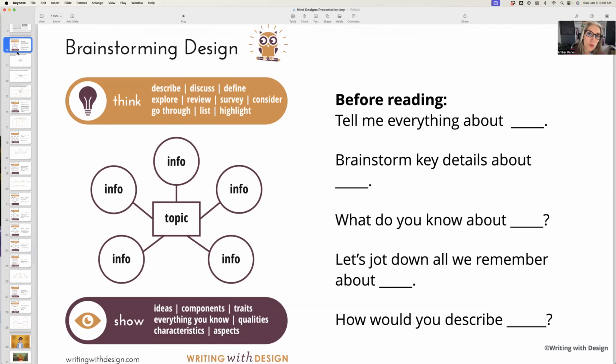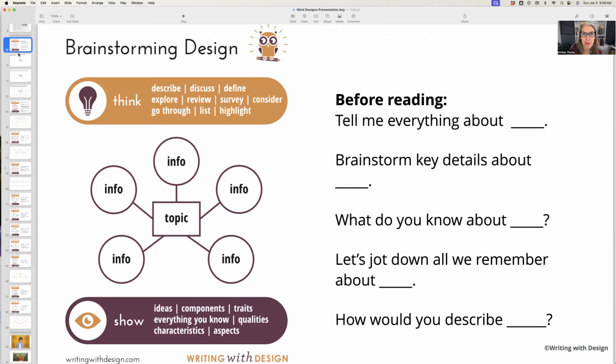And you're seeing on the poster on the right where it has describe, discuss, define, explore. All of these are key words that you can start to share with your children to make sure that when they see these words, they know this is a great design for them to do. If they are going to think about describing, exploring, highlighting or listing, then they want to brainstorm. And down at the bottom with the show, if they are asked to show ideas or tell everything they know or the qualities of something, then that also is cluing them into using the brainstorming design.